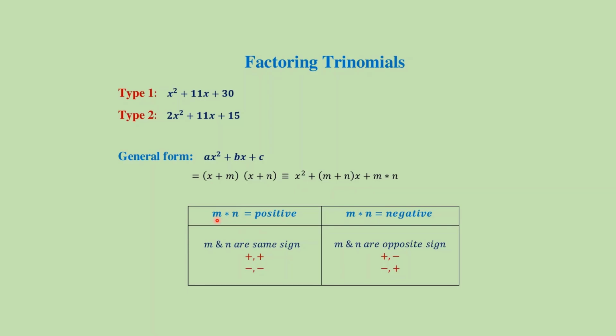There are two possibilities. When the product of the roots, that means m times n, is positive or m times n is negative. If m times n is positive, then the roots will be the same sign. That means either both roots m and n are positive or both roots m and n are negative. If m times n is negative, then the roots will be opposite sign. That means either m is positive and n is negative, or m is negative and n is positive.